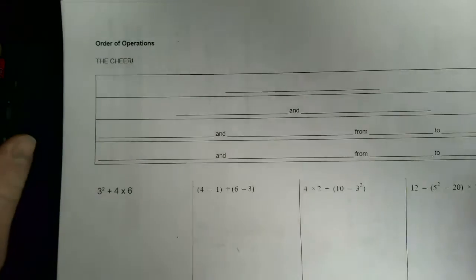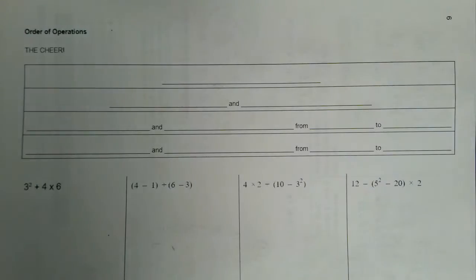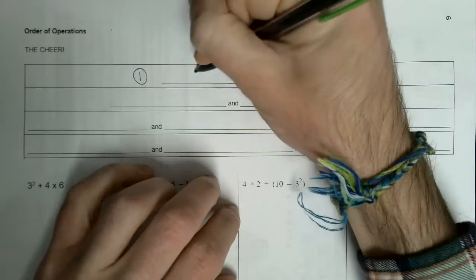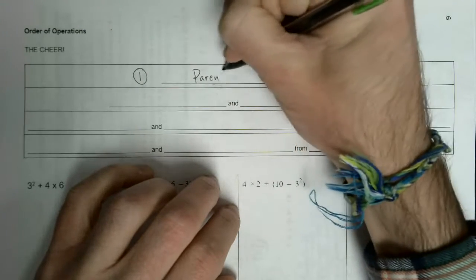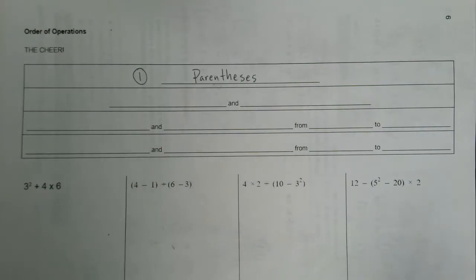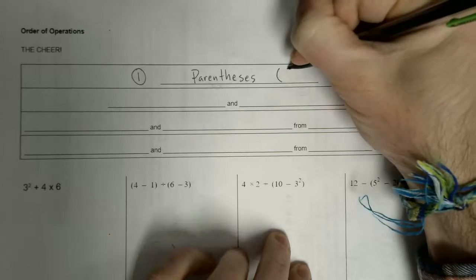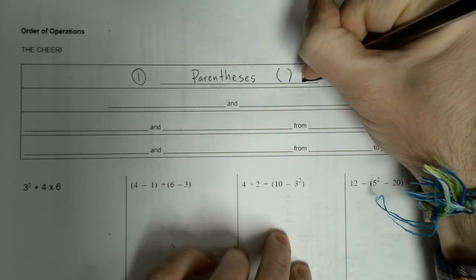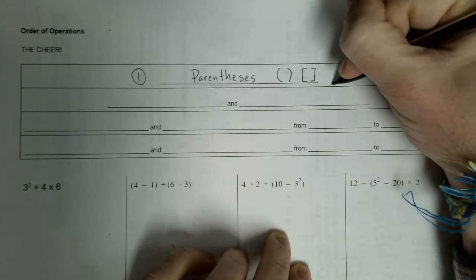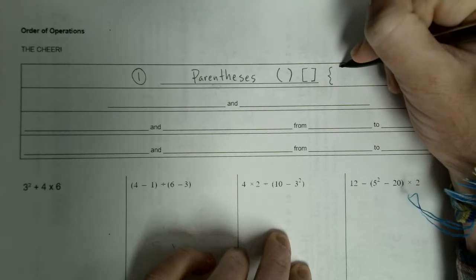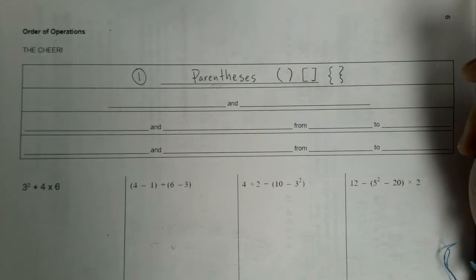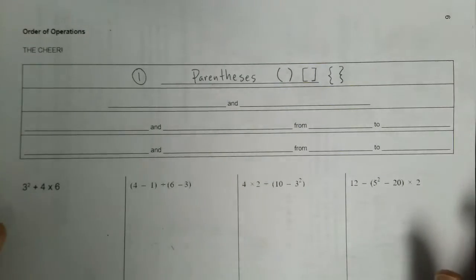So the first thing we're always looking for is parentheses. We're going to write that on top. That's step 1. Parentheses, or any other grouping symbols, because sometimes you'll see brackets like this, and sometimes you'll see little fancy brackets like that. These are different grouping symbols you might see. You're always going to do those first. Okay, parentheses.